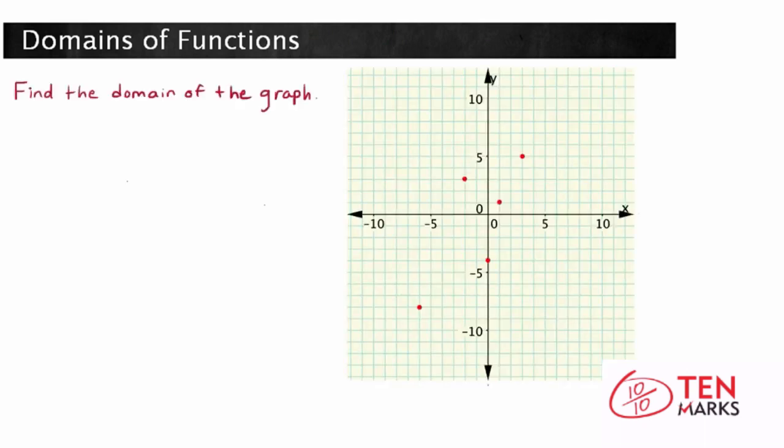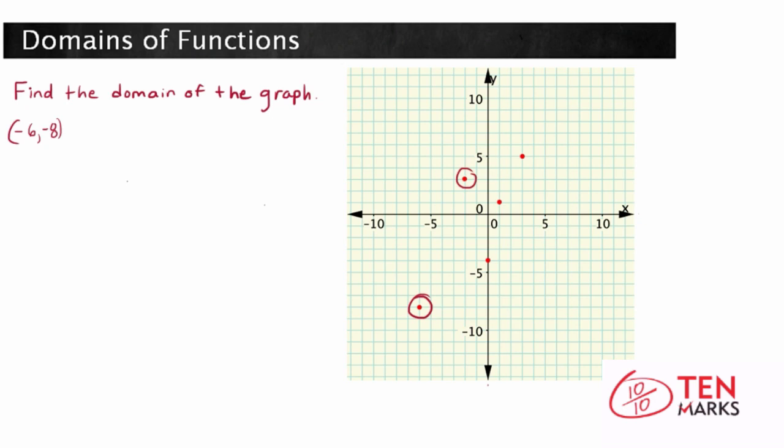Now let's take a look at 3 different problems. The first problem is asking that you find the domain of the graph. So let's begin by listing the points on the graph. The first point takes an input of negative 6 and gives an output of negative 8. So we have negative 6, negative 8.